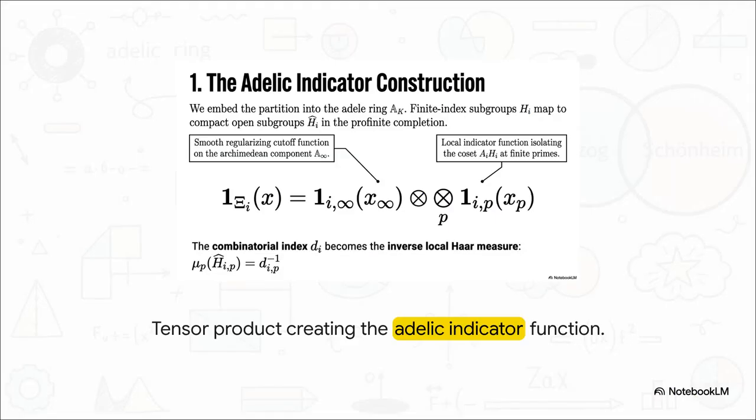Take a look at how this equation unfolds, reading it left to right. We are constructing an Adelic indicator function here through a tensor product over all primes. And what's super cool is that you can physically see the combinatorial index, that d_i from our original conjecture, literally become the inverse local Haar measure right down at the bottom. The math here is directly converting a simple integer index into an actual spatial volume.